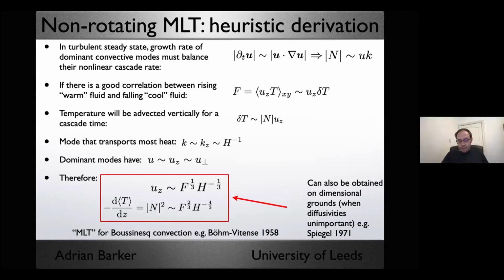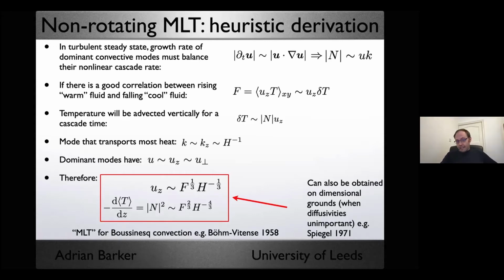So a simple picture of convection is where we have a sea of convective modes where the amplitude of these is determined by the criterion that the growth rate balances a nonlinear cascade rate. And we know that the growth rates of convective modes are going to scale with the magnitude of the buoyancy frequency, N. I've said N squared is negative, so N is imaginary, but what I mean is the magnitude of the growth rate of the convective modes scales with N.